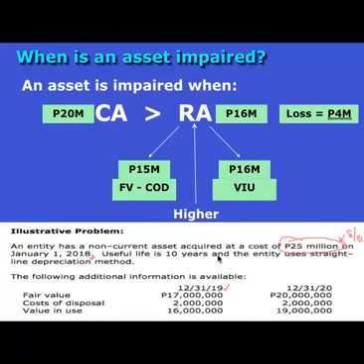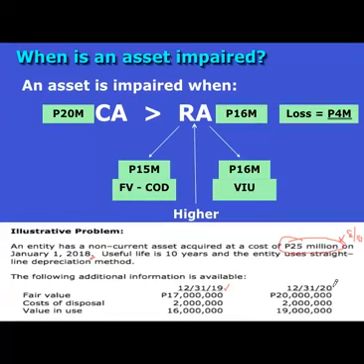In this case, nothing else was mentioned in the problem, so the assumption is no change in life. The remaining life is still 8 years. No change in method, still straight line. No change in residual value, the residual value is still 0. Okay? So again, in the balance sheet, carrying amount 16 million. In the income statement, expense 4 million, impairment loss.